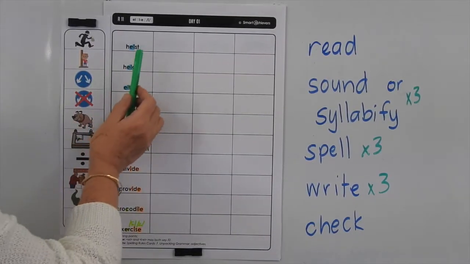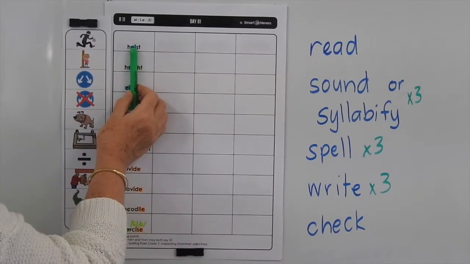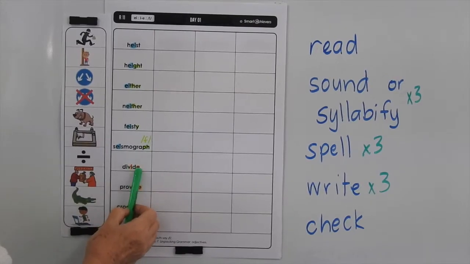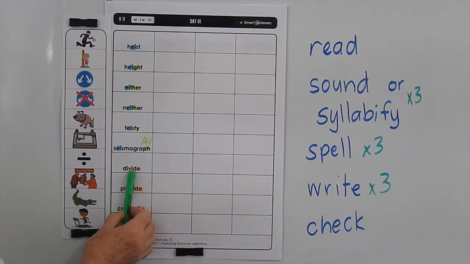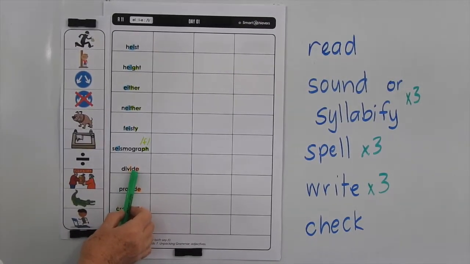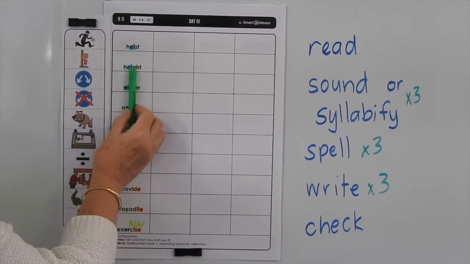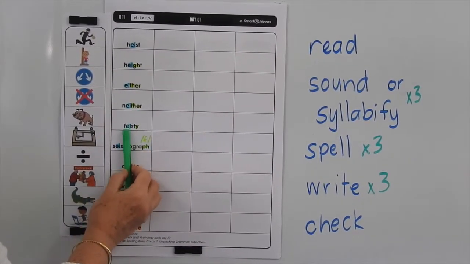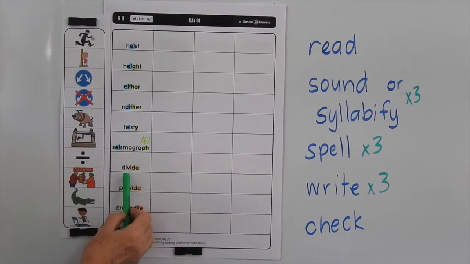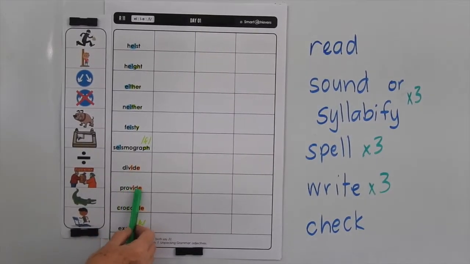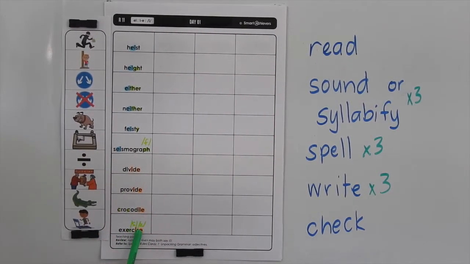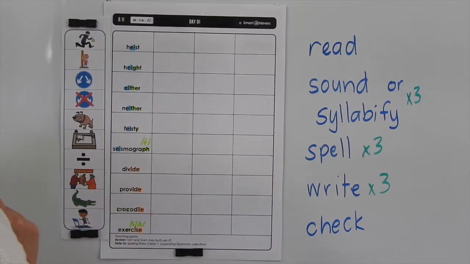In these words, we're looking at the EI for the long I sound and the E making the previous I make its long I sound. So we've got heist, height, either, neither, feisty, seismograph, and then we've got divide, provide, crocodile, exercise. So we've got some other things in these words as well.